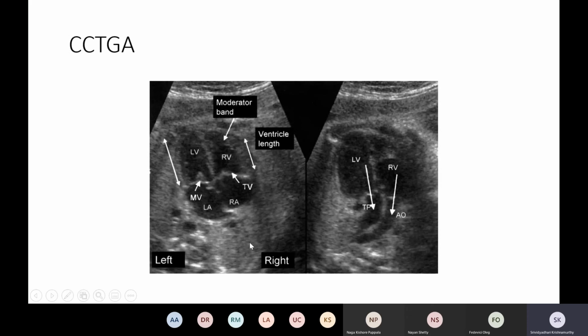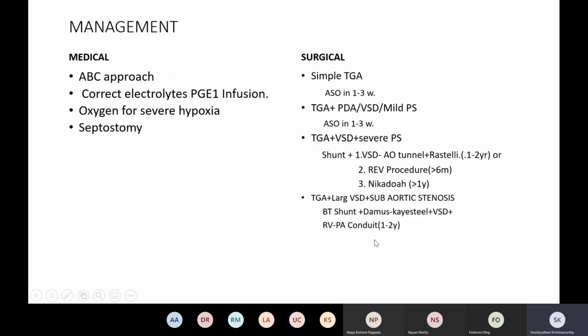So that is on the parasternal axis view. And you can see here the pulmonary trunk coming off the left ventricle and aorta coming off the right ventricle. So management-wise, what are we going to do?